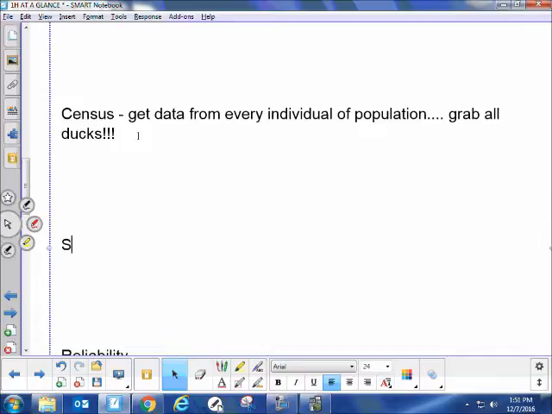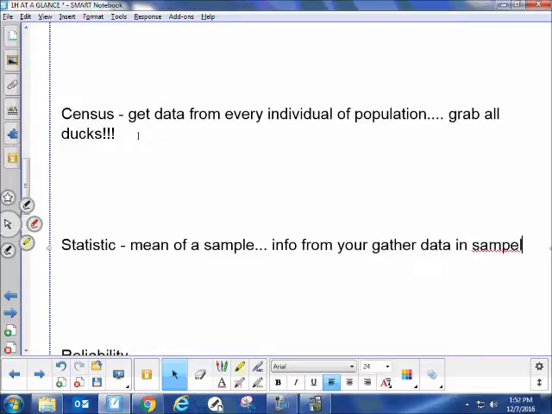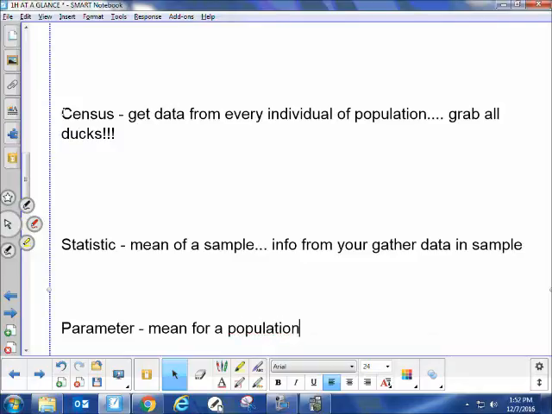Okay? So a sample produces a statistic. It is typically the mean of a sample, or it is information from your gathered data in your sample. If you were able to talk to every single person and make a census, you would produce a parameter. Remember, a parameter is a mean for a population.